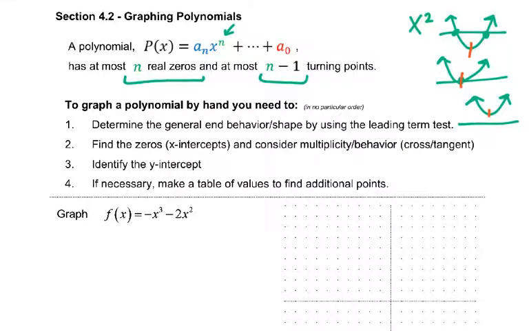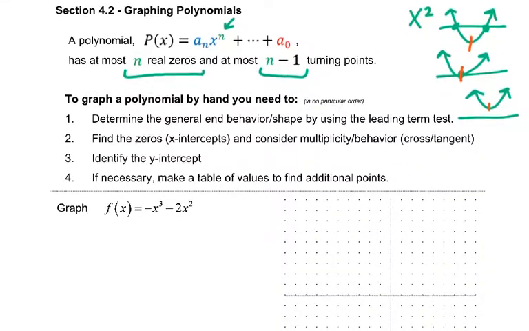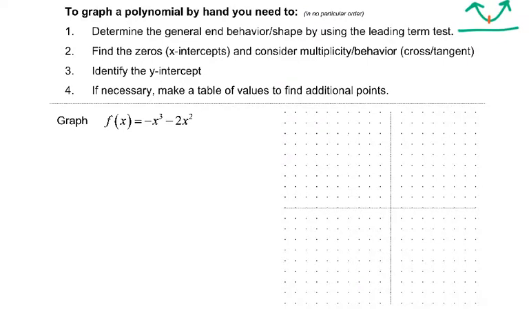All right, so if we think about graphing a polynomial by hand, we're going to talk about end behavior and shape using the leading term test. We're going to find zeros and x-intercepts considering multiplicity and behavior, cross or tangent, as well as identify a y-intercept, and then as need be, we can make a table of values to find additional points. So the end behavior. And we can do these steps in any order. I'm just going to run through them the way they are here.